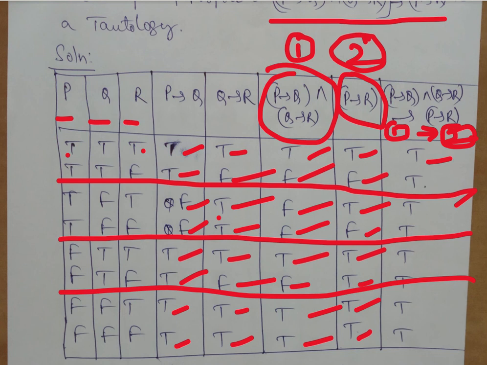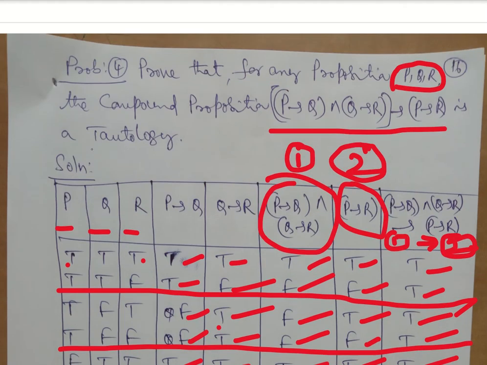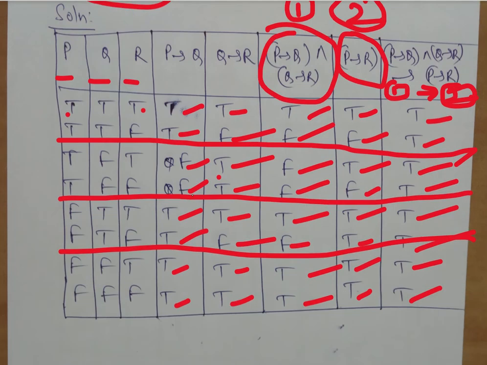F and F, sorry, this is implication. F and F, T. F and T, T. F and F, T. T to T, T. F and T, T. T to T, T. T to T. So what is a tautology? All the values in the last column should be true for all the combinations of given input. So we have T, T, T, and hence we say it is a tautology. So we have proved that the given compound statement is a tautology.